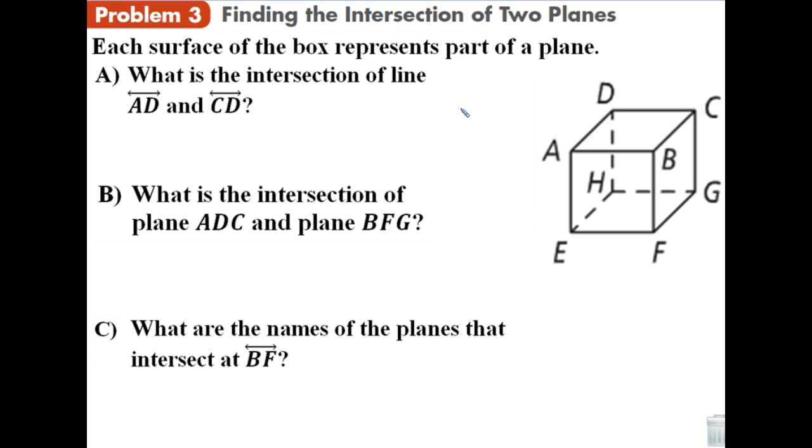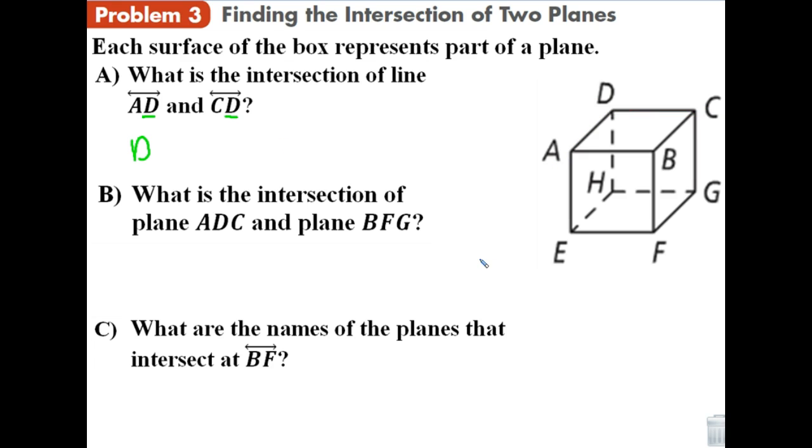All right, A asks, what is the intersection of line AD and CD? Well, let's highlight those first. Line AD here runs to that upper left side of the box, and line CD runs on the top back piece. We said that 2 lines intersect at a point. The point that those 2 lines come together looks like it's this point D here. So I'd see their intersection is point D. Notice I don't actually need my picture for that. Both names have a D in them. So we could have just stole that from the names.